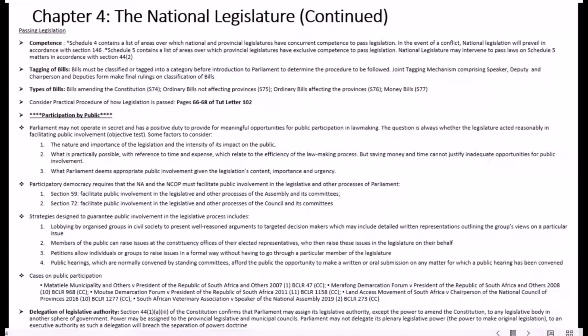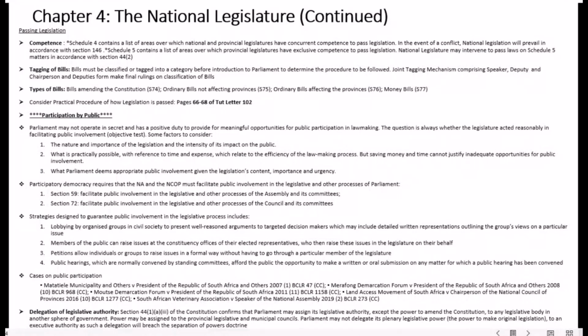So the first thing you'd look at is the nature and importance of the legislation and the intensity of its impact on the public. What is practically possible with reference to time and expense, which relate to the efficiency of the lawmaking process, but saving money and time cannot justify inadequate opportunities for public involvement. What Parliament deems appropriate public involvement given the legislation's content, importance, and urgency. So those are some of the factors that they would look at in terms of public involvement.